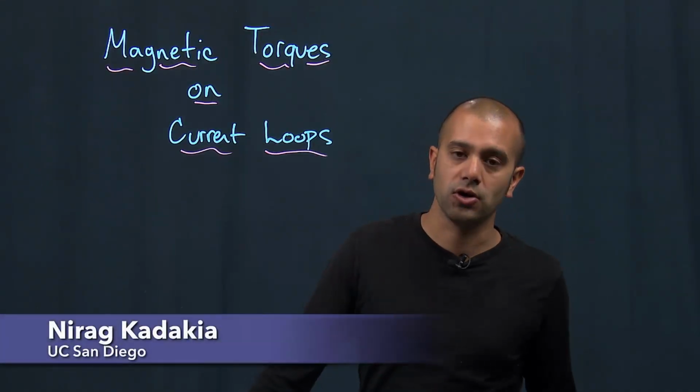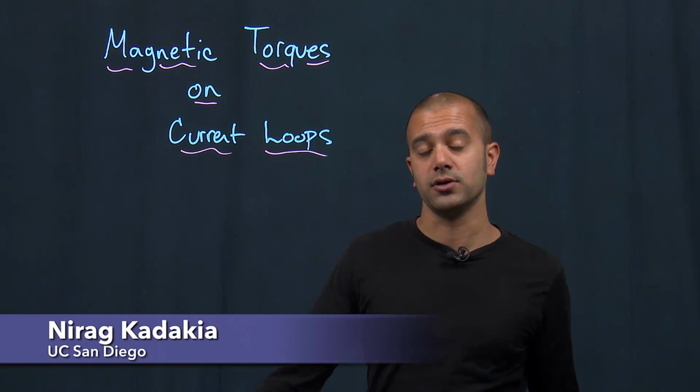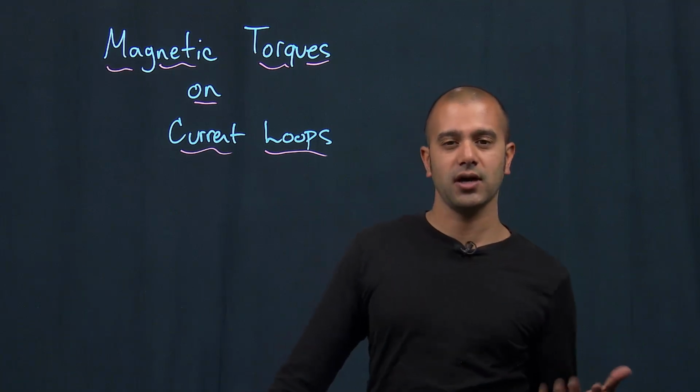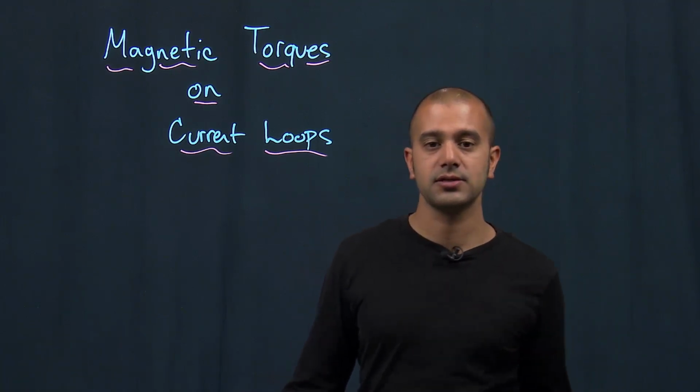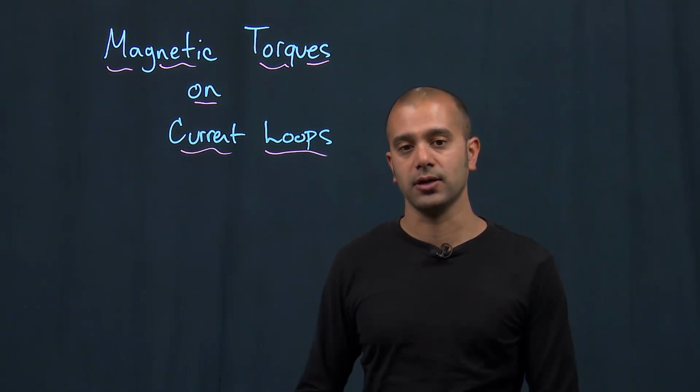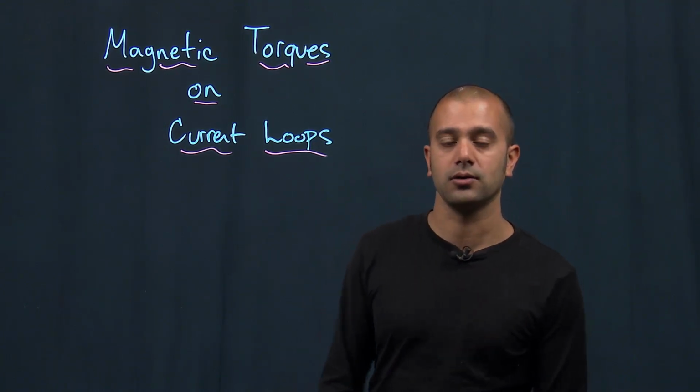When a current or moving charge is placed in a magnetic field, it feels a force. When a current loop is placed in a magnetic field, it feels a torque, and this causes a net rotation. Actually, this is the basis of every electric generator and electric motor in the world, and it's the concept we'll be exploring in today's problem. Let's take a look.